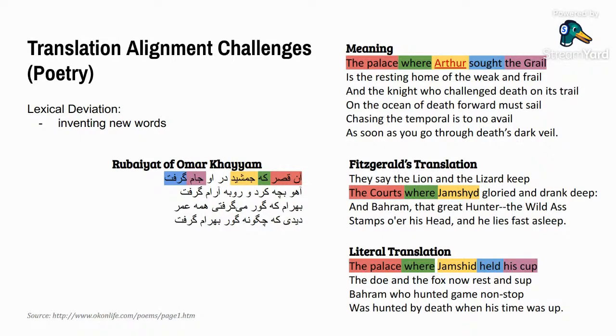So this is one of the most challenging problems when we work, for example, on automatic translation alignment, or if you work manually and you want to select correspondence between the translation and the source text.